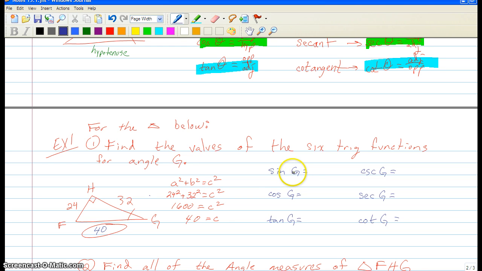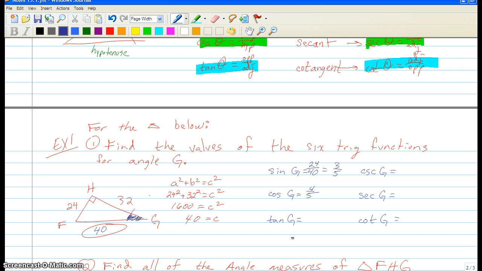Sine was opposite over hypotenuse. We're talking about sine of g, so we're talking about this angle right here. The opposite is 24. The hypotenuse is 40. But that reduces to 3/5. Is that right? 3/5. So the sine of g is 3/5. Cosine of g is the adjacent, which is 32 over the hypotenuse, 40. 32 over 40 reduces to 4/5.